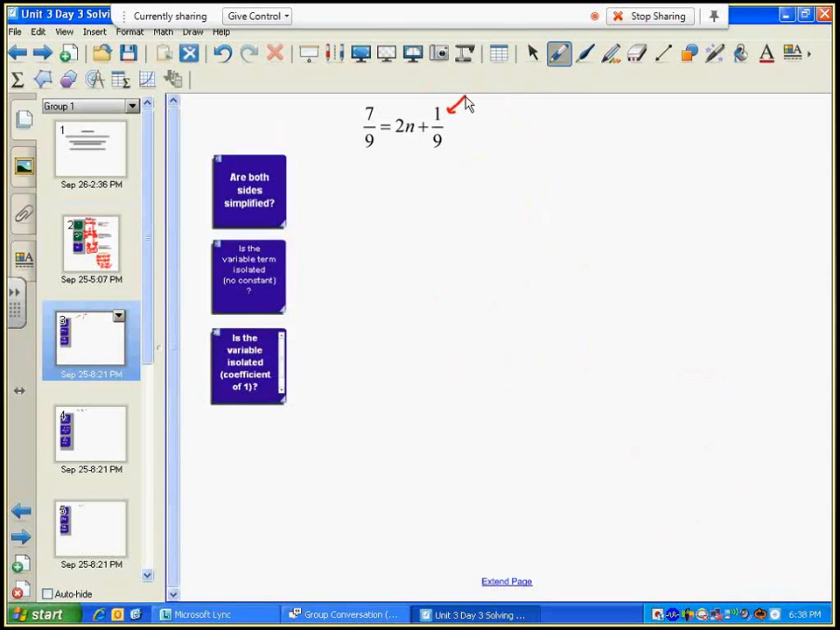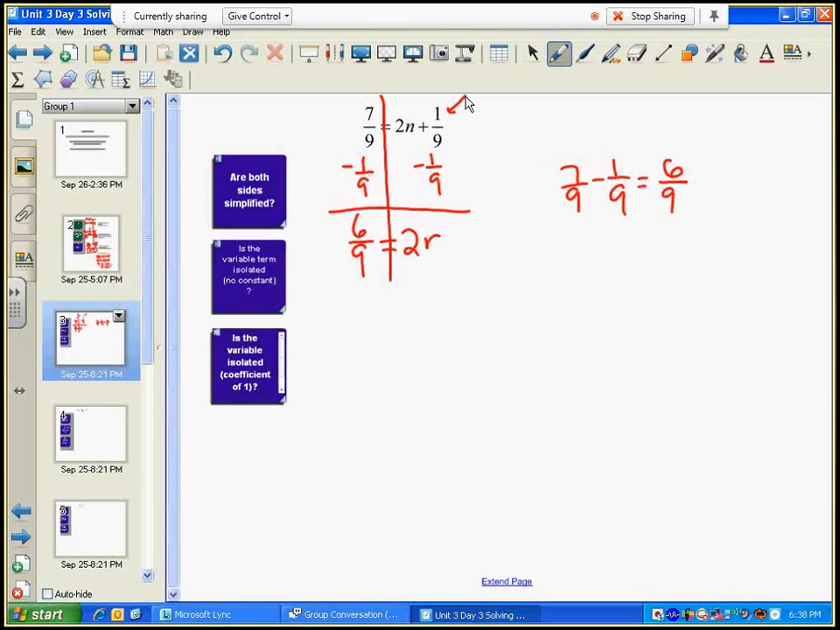So I'm going to get rid of that 1/9. The opposite of adding 1/9 is subtracting 1/9. So I'm going to subtract 1/9 from this side, and I'm going to subtract 1/9 from this side. Let's see what I end up with. So I want 7/9 minus 1/9 equals, I have a common denominator, so I can just subtract, is 6/9 equals, okay, and here my 2n, and my 1/9 plus negative 1/9 is 0.